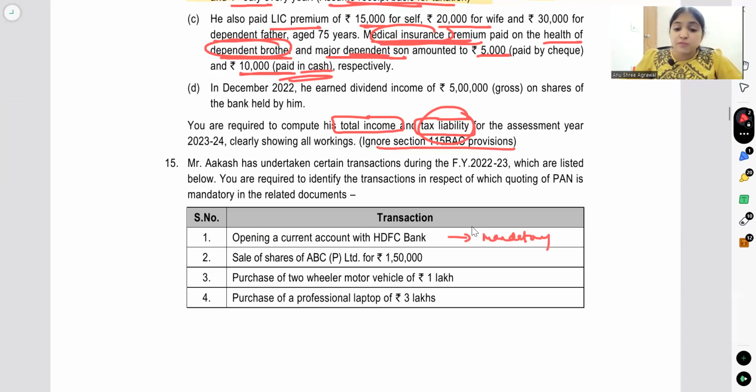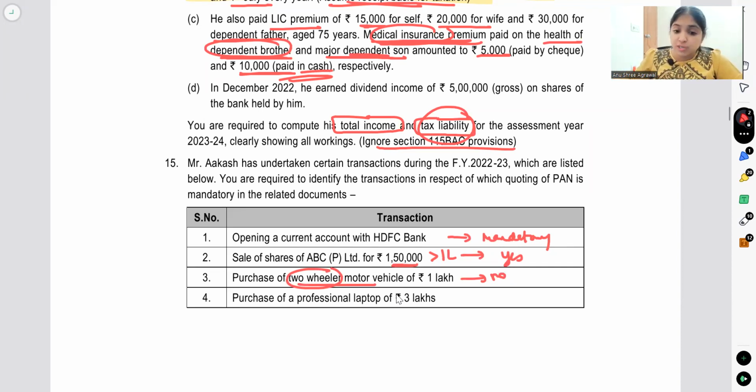Then you're selling shares of a company for 1,50,000. If you sell securities, if you sell shares for more than 1 lakh, then you have to quote your PAN number. Here it is more than 1 lakh, it is 1,50,000, so you have to mention your PAN number. Then purchase of two-wheeler motor vehicle of 1 lakh. See, for two-wheeler, PAN is not required. But had it been a car, had it been a four-wheeler, then it would have been mandatory. But because this is two-wheeler, that is why PAN is not mandatory here. For four-wheelers, PAN is mandatory.